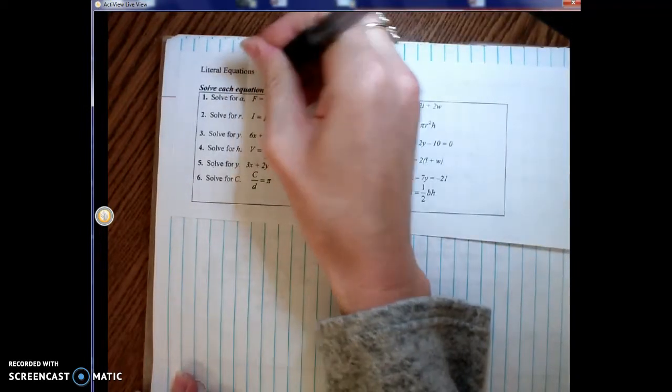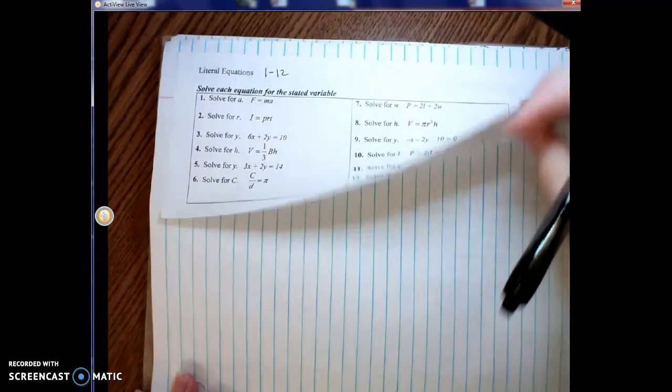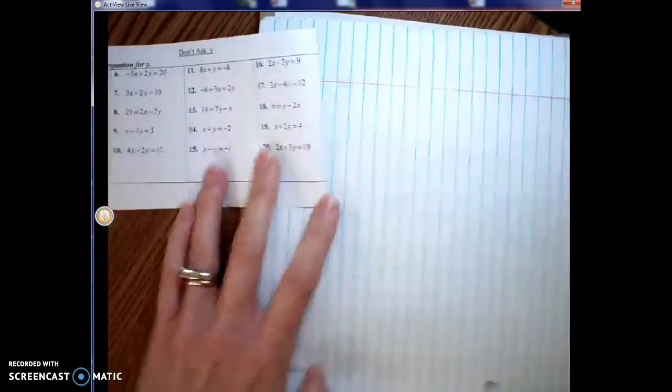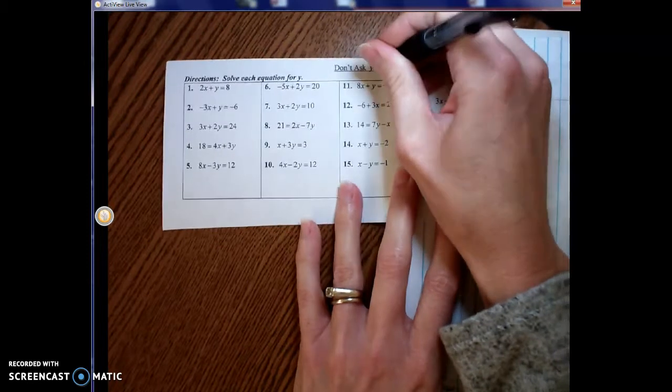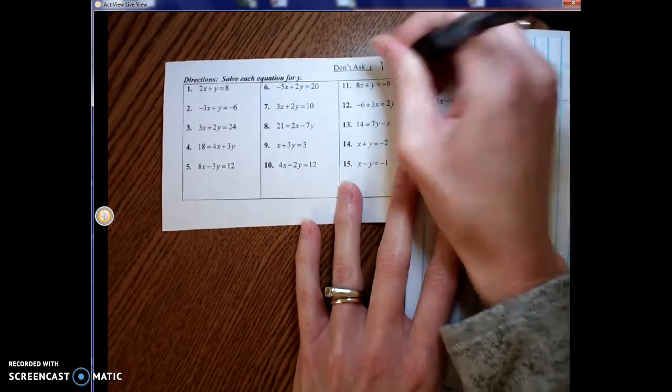All right, so I'm going to go over problem number 4, but again, I put this up on the board. What you're responsible for doing on the side that says literal equations, you are doing all of these, all 1 through 12. And then on the back side, where it says don't ask why, you're responsible for going 1 through 15. So hopefully you got half of it done yesterday.